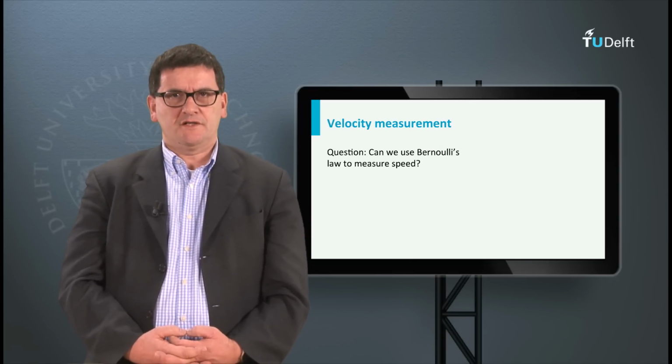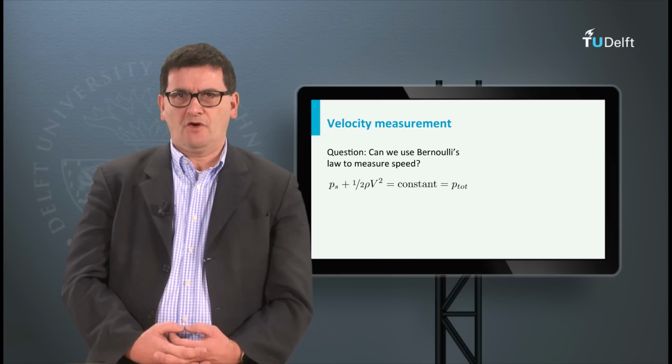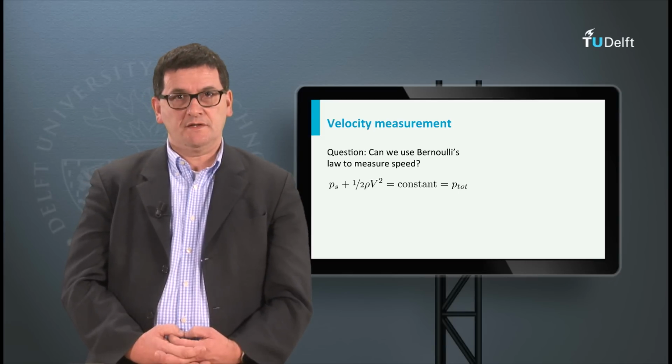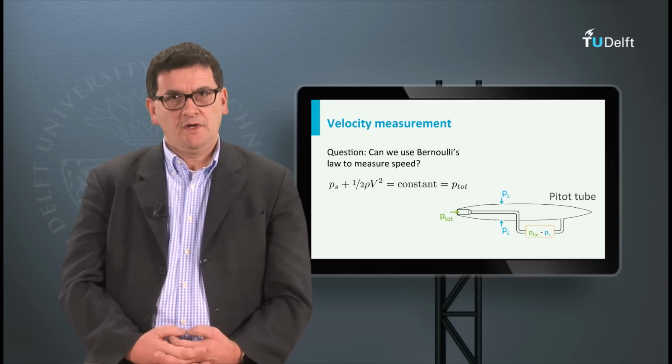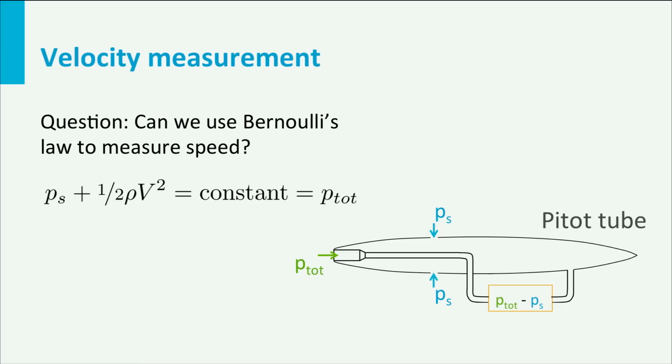Can we use Bernoulli's law to measure the airspeed? If we look at the formula, we see that the total pressure is the pressure for zero airspeed. In a Pitot tube, we can make several small holes. One hole is in front of the tube, head-on in the airflow. The air enters the tube from the left-hand side and comes to a standstill. So here we measure the total pressure.